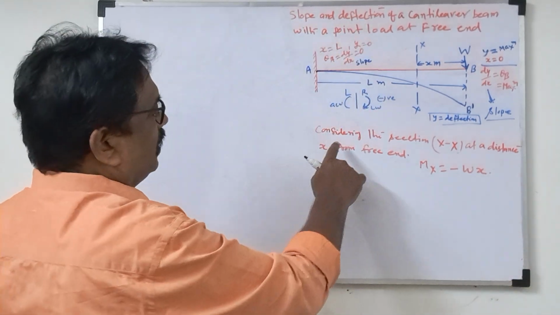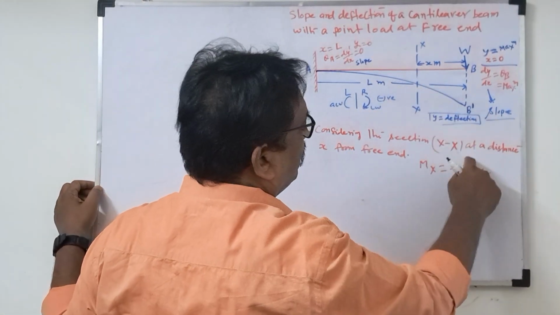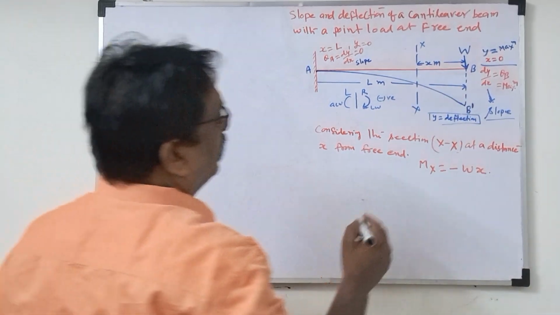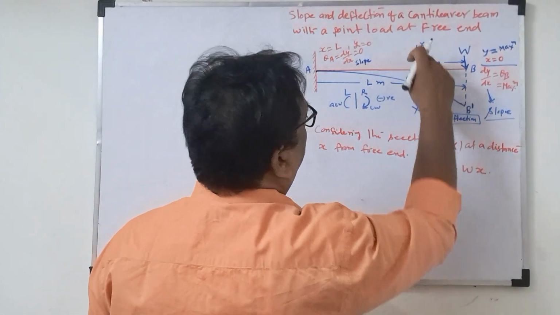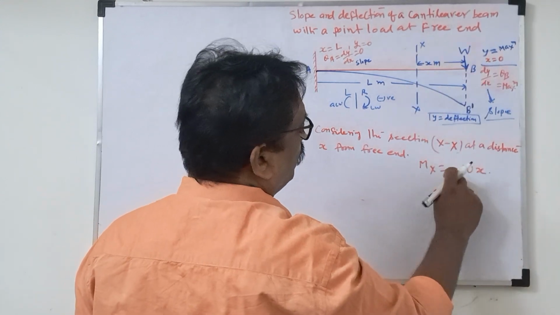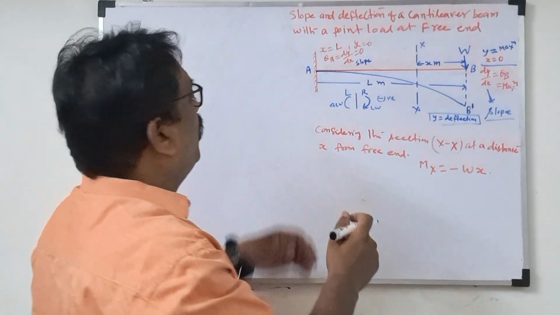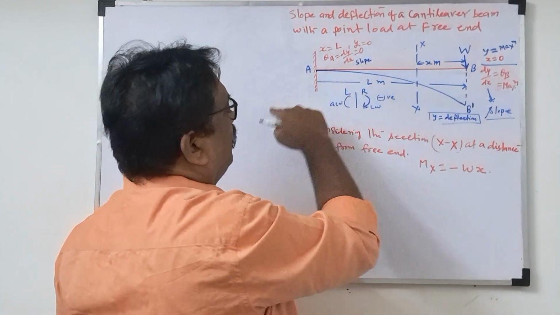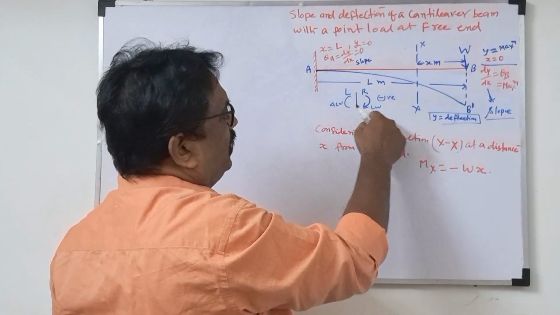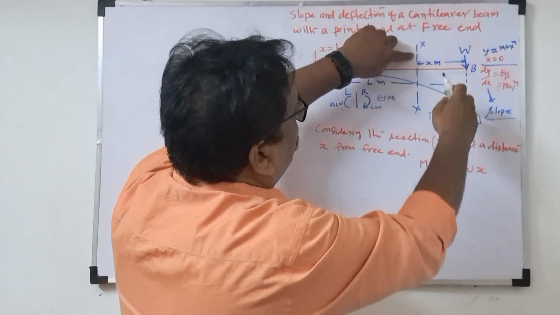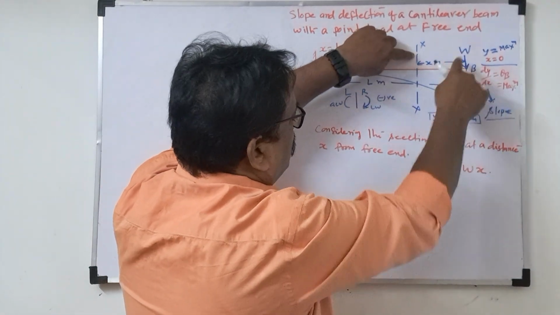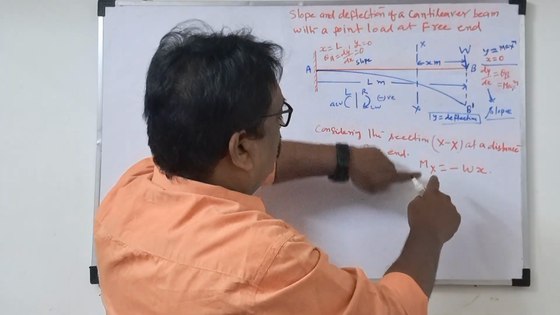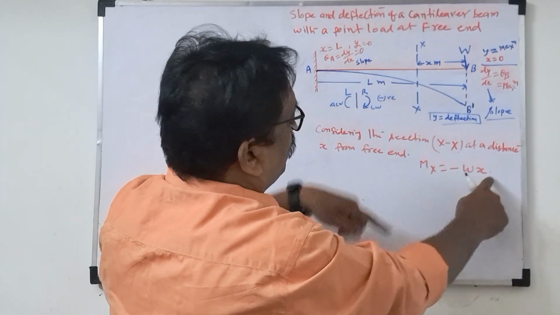Considering the section XX at a distance of x from the free end, the moment at section XX is W into x. Why negative? See the sign convention we follow. This is the section, with right side and left side. On the right side, clockwise is negative. Taking section XX, W into x, this rotation is clockwise, so negative: minus Wx.